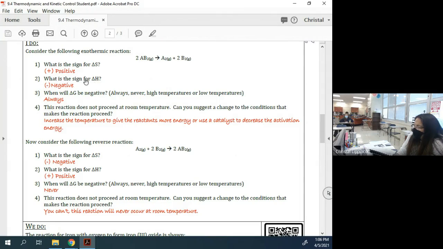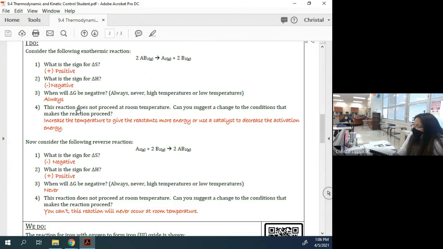What is the sign for delta H? Well, they told us here that it was exothermic, so it has to be negative. When will delta G be negative? That's going to be always. Remember, we looked at those conditions last time in our last packet and saw that when we had a positive S and a negative delta H, that ends up being always.